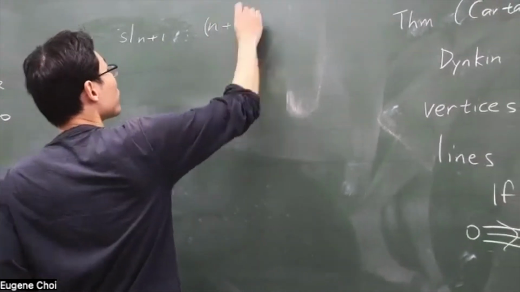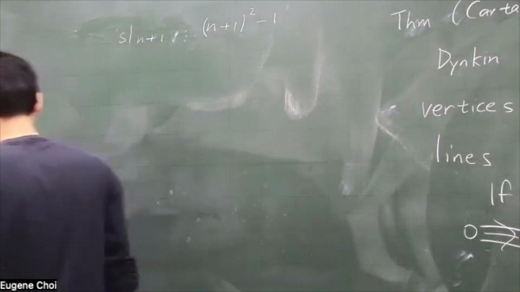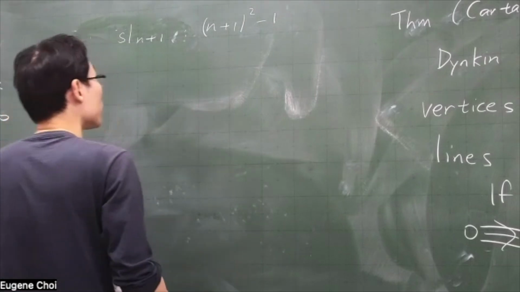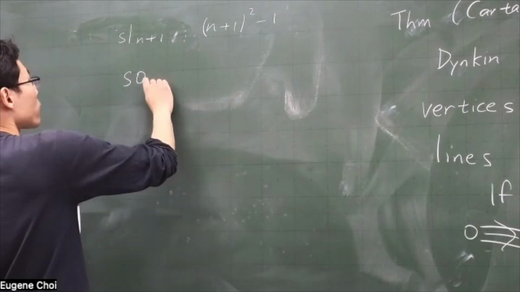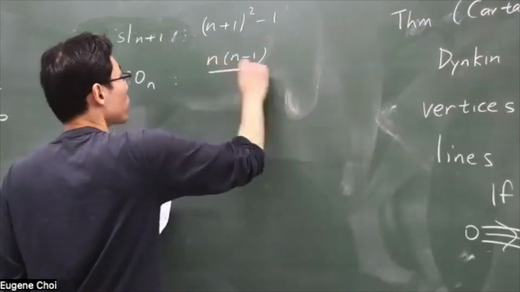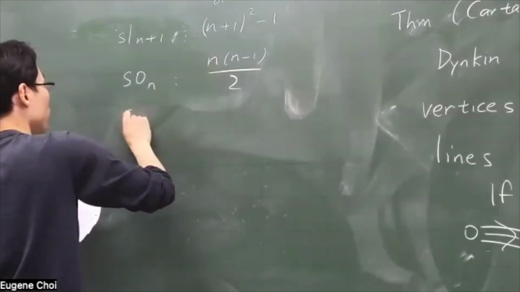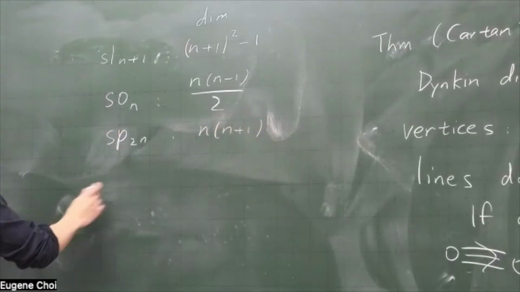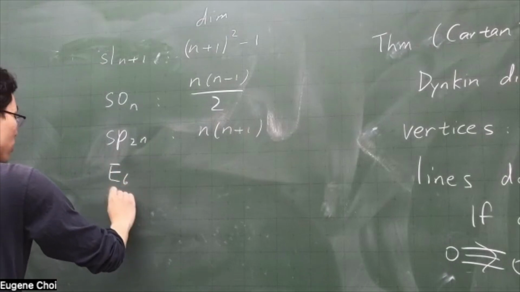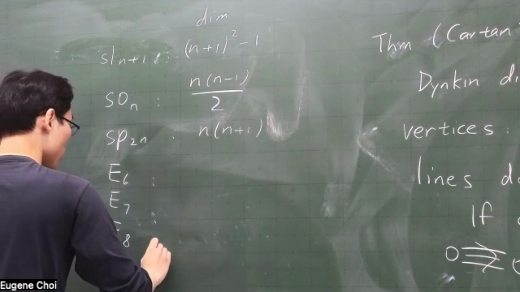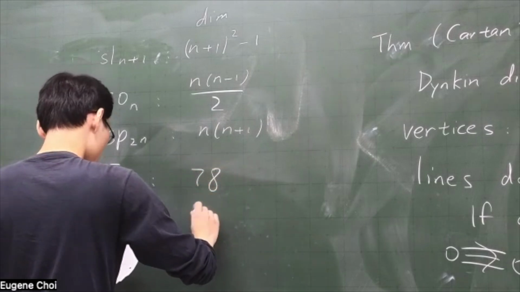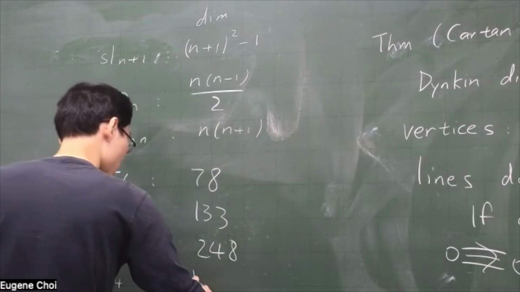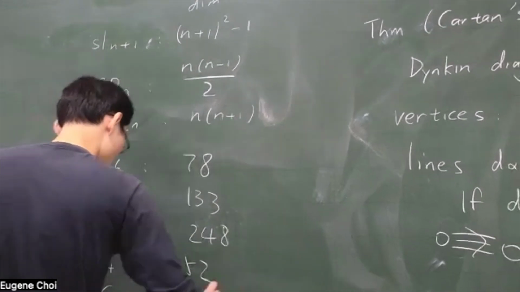Actually, for spin, it's more related to the SOs, but we'll see when we talk about Lie groups. And SO(n), this is n times (n minus 1) over 2. So this is the dimension. And Sp(2n), it's n times (2n plus 1). And for the exceptional ones, E6, E7, E8, they are 78, 133, 248. And also I have F4 is 52, and I have G2, which is 14.